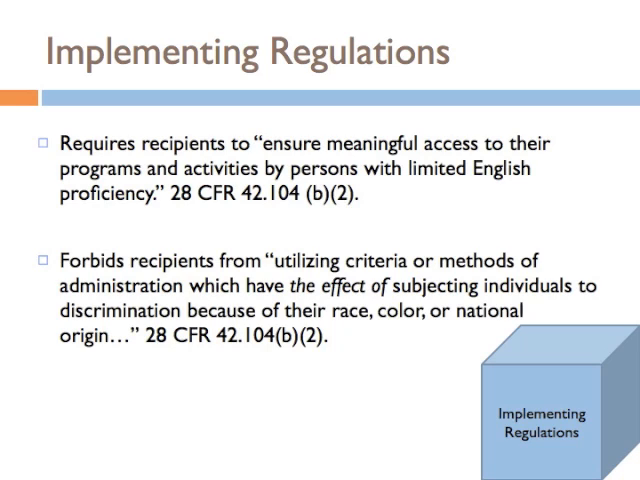Section 42.104 states that no person in the United States shall, on the grounds of race, color, or national origin, be excluded from participation in, be denied the benefits of, or be otherwise subjected to discrimination under any program to which this subpart applies. Section 42.104 also prohibits recipients from utilizing criteria or methods of administration which have the effect of subjecting individuals to discrimination because of their race, color, or national origin, or have the effect of defeating or substantially impairing accomplishment of the objectives of the program as respects individuals of a particular race, color, or national origin.